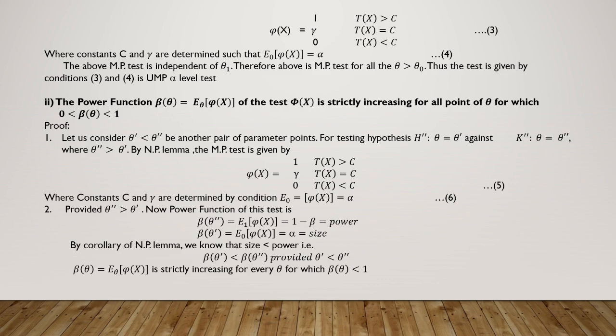And β(θ) = E_θ[φ(x)] is increasing for every θ for which β(θ) is less than 1. So now we make the power curve, where as θ increases, β(θ) is also increasing. So the curve will look like this.